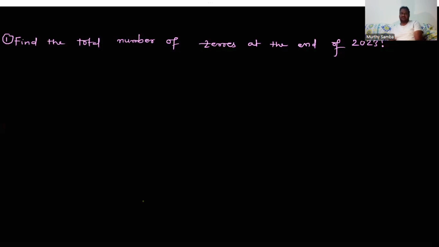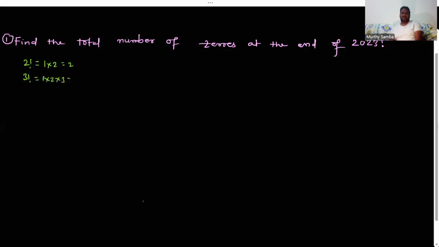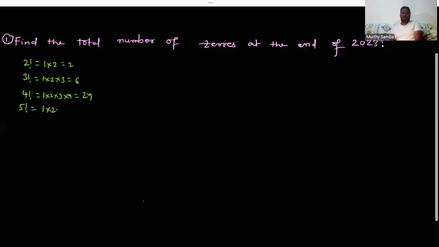For example, 2 factorial means 1 into 2, which is equal to 2. And the value of 3 factorial is 1 into 2 into 3, which is equal to 6. Similarly, what is 4 factorial? It means 1 into 2 into 3 into 4, which is equal to 24. Similarly, what is 5 factorial? 1 into 2 into 3 into 4 into 5, which is equal to 120. Right? So n factorial means the product of the first n natural numbers.